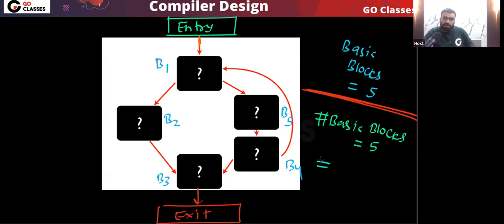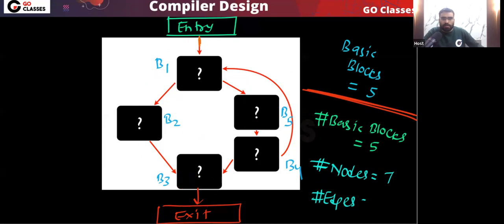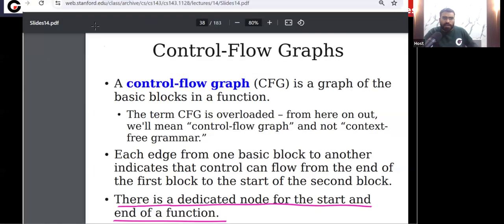But how many nodes are there? That will be 7: 5 basic blocks plus one entry node and another exit node. How many edges are there? You can see one edge, 2, 3, 4, 5, 6, 7, 8. So there are a total of 8 edges. I hope this point is clear. Remember, we put a dedicated entry node and a dedicated exit node. Very simple. Now let's move on.